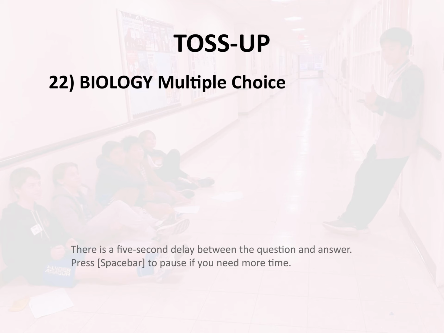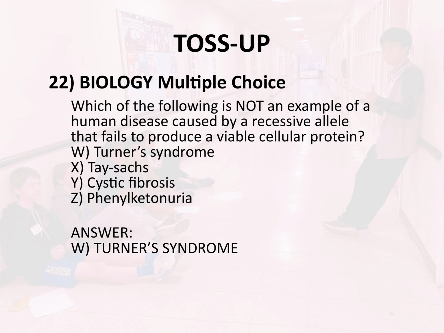Toss-up, 22. Biology. Multiple choice. Which of the following is not an example of a human disease caused by a recessive allele that fails to produce a viable cellular protein? W. Turner's syndrome. X. Tay-Sachs. Y. Cystic fibrosis. Z. Phenylketonuria. Answer: W. Turner's syndrome.